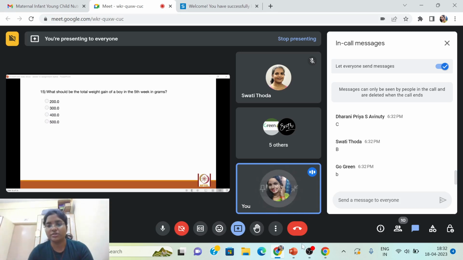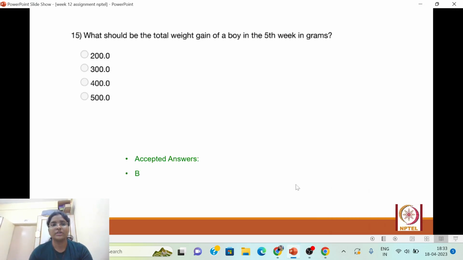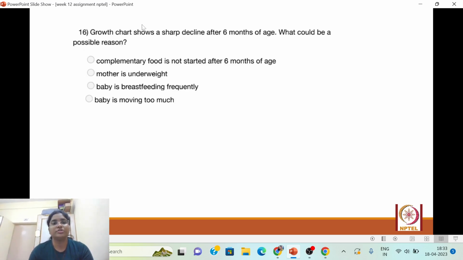Okay, let's see what is the correct answer. The correct answer is B. The total weight gain for a boy by the fifth week should be around 300 grams. Moving on to the next question.